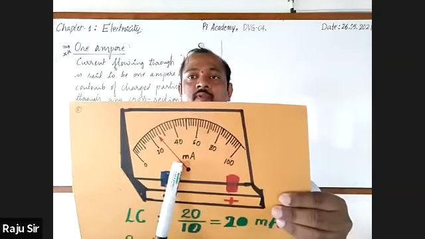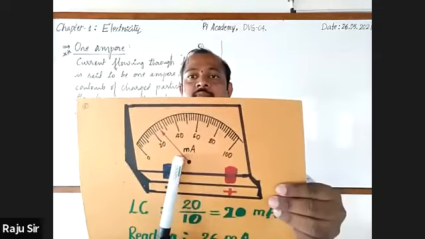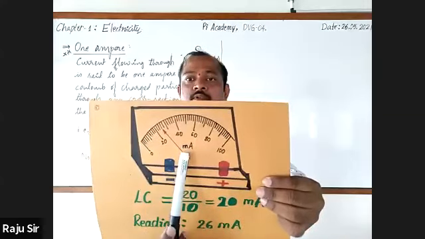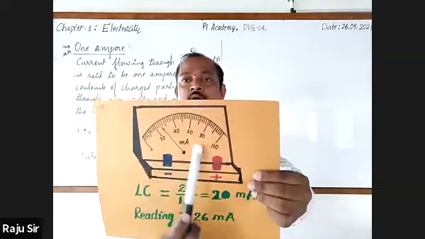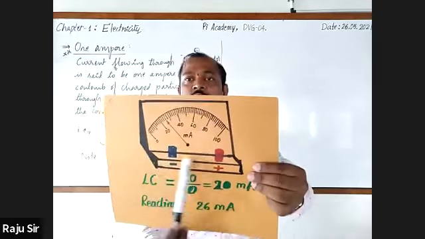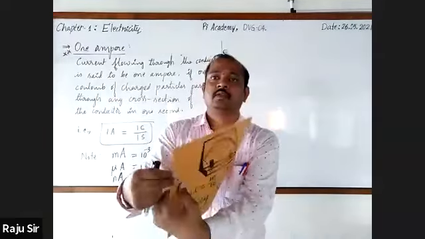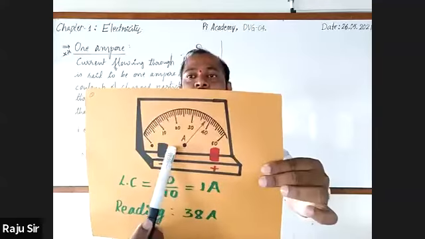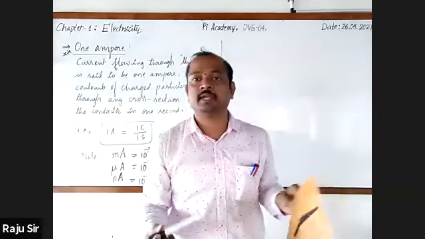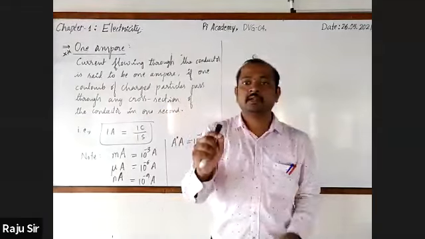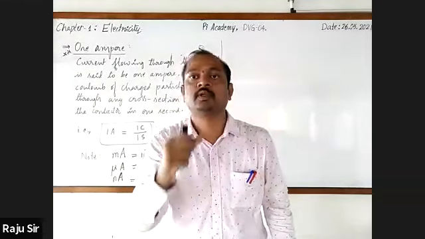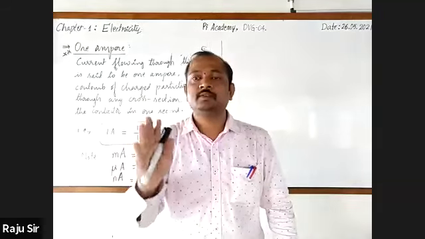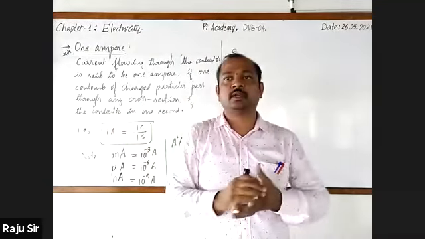What is it? mA. Milliampere. Means for small amount. For a small amount of electric current, we go for using this device. And observe, this is also an ammeter. Ampere, sir. Very good. It is directly ampere. 1 ampere, 2 ampere, 3 ampere, like this we'll take. So ammeter is a device used to measure electric current flowing through the conductor.